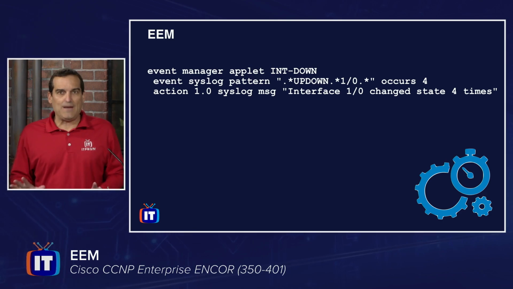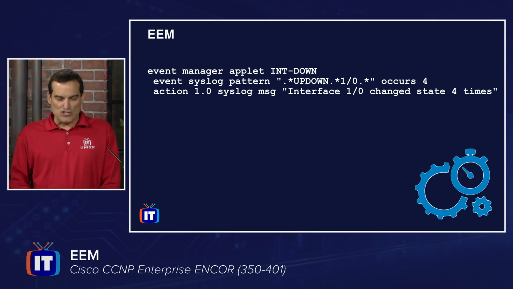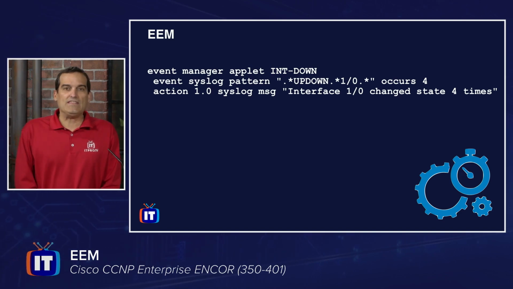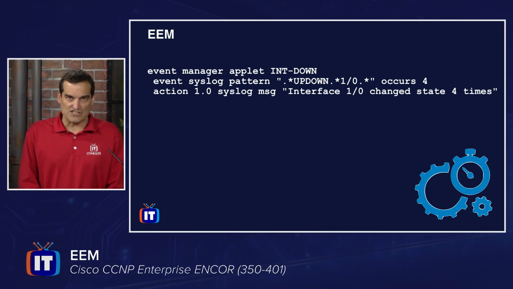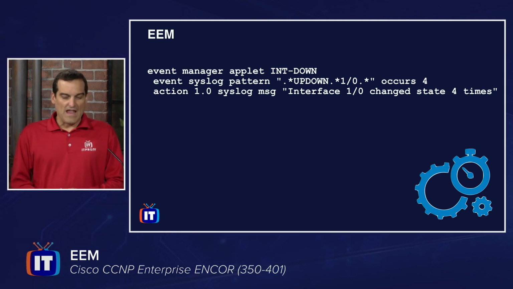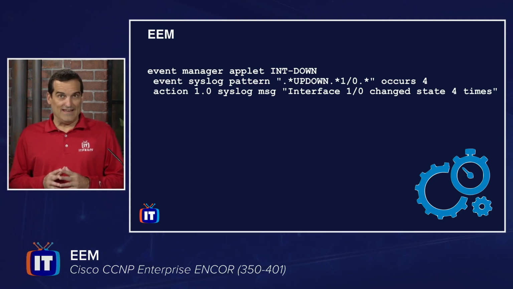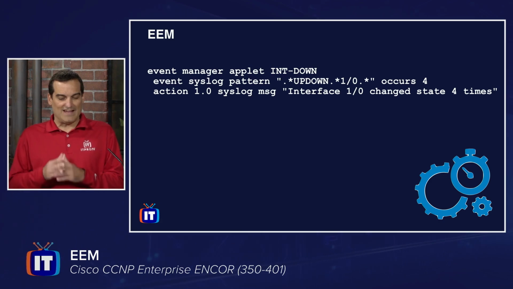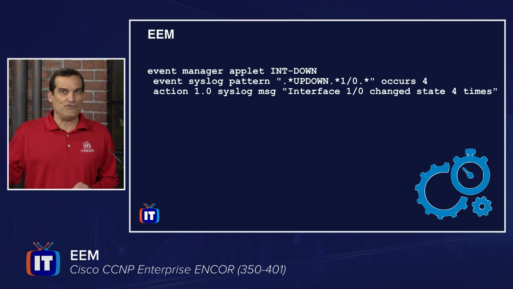Event Manager Applet. So here I am creating at the CLI one of these applets. Notice that I name it in all caps like I like to do, interface or int-down. We then have the event detector of syslog called. We say event syslog pattern, and then I do my quotes, and I do some wildcarding in there, right? It's dot asterisk for wildcard, up down, dot asterisk 1/0 dot asterisk end quotes occurs for.